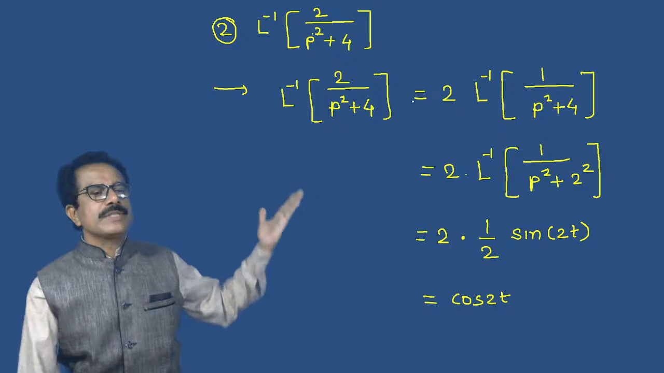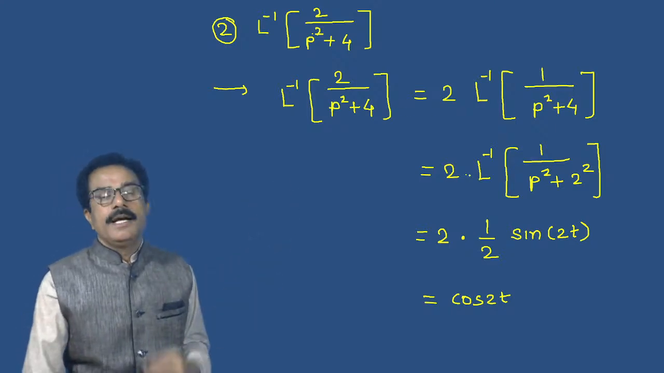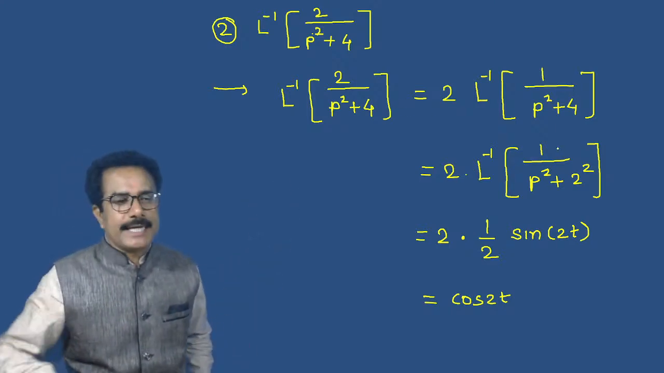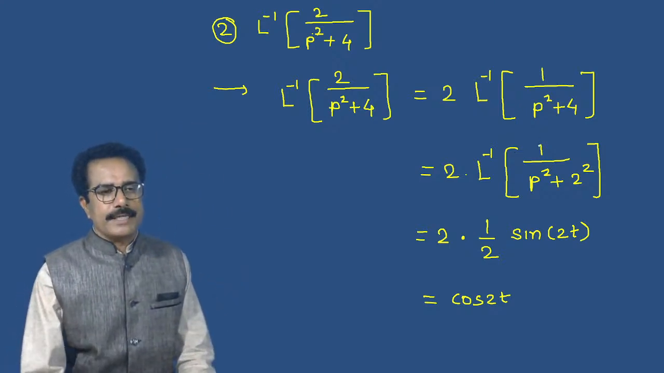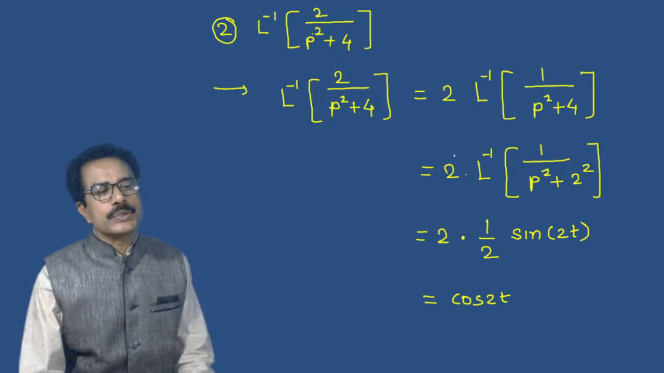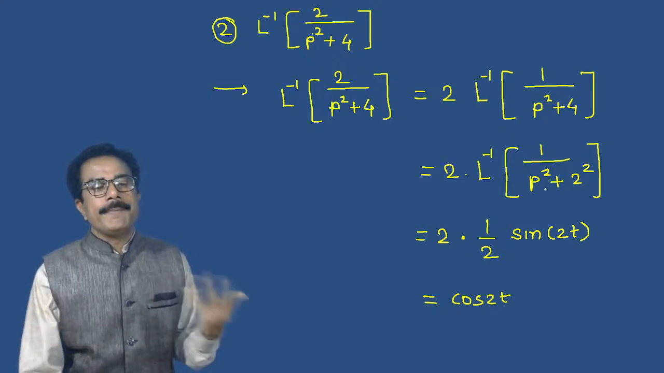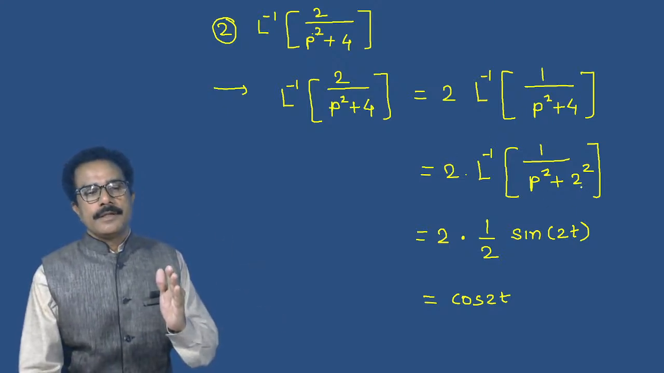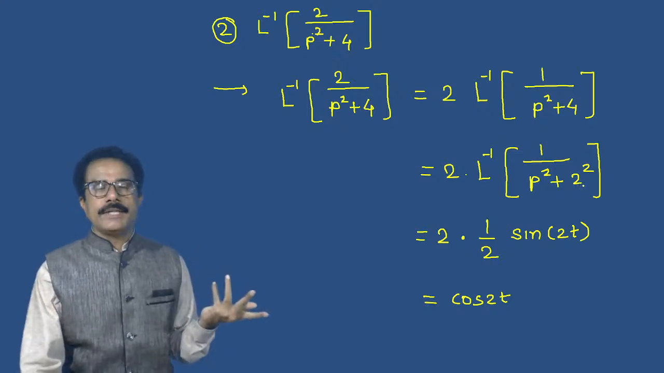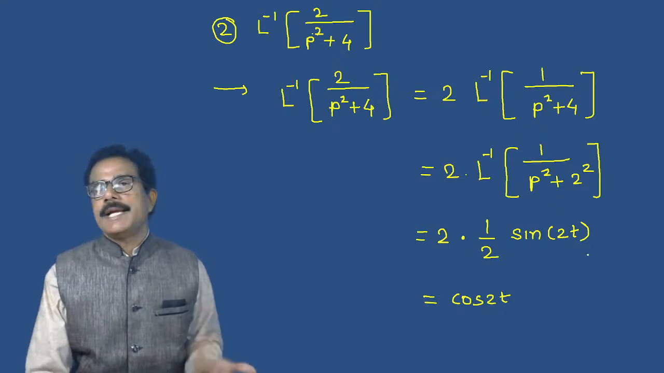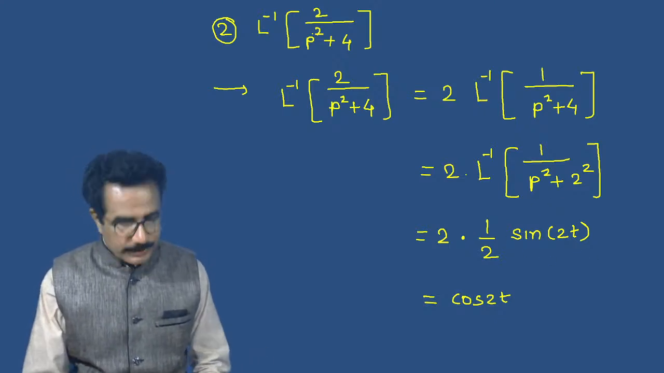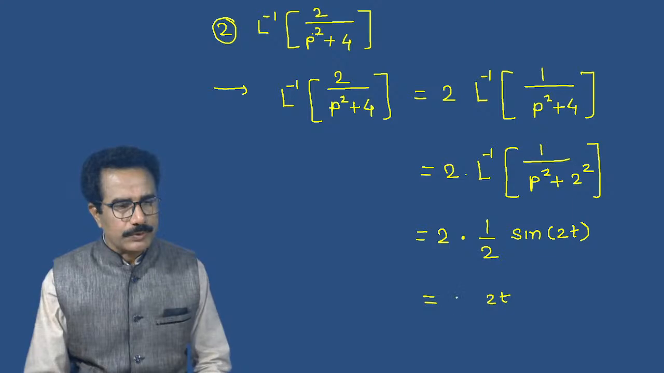Or you can use this formula directly. Without taking 2 common, even if you keep the 2 here, if we put this 2 here, 2 divided by p square plus a square, then we can write it in the form of sin 2t, this is sin 2t.